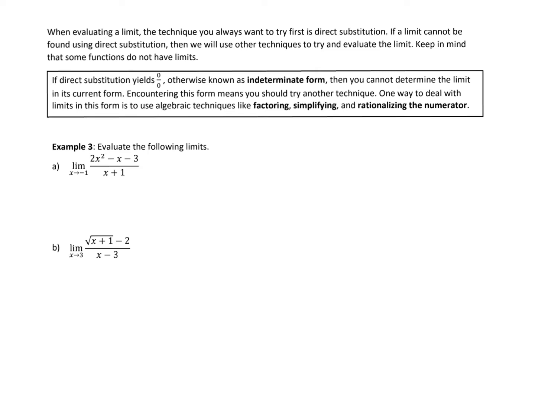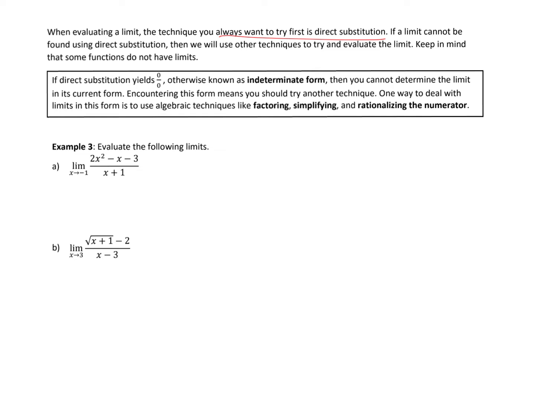When evaluating a limit, the technique you always want to try first is direct substitution. If a limit cannot be found using direct substitution, then we'll use other techniques to try and evaluate the limit. Keep in mind that some functions do not have limits. If direct substitution yields 0 over 0, otherwise known as indeterminate form, then you cannot determine the limit in its current form. Encountering this form means you should try another technique. One way to deal with limits in this form is to use algebraic techniques like factoring, simplifying, and rationalizing the numerator.